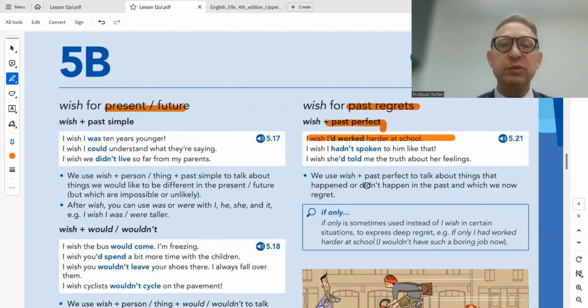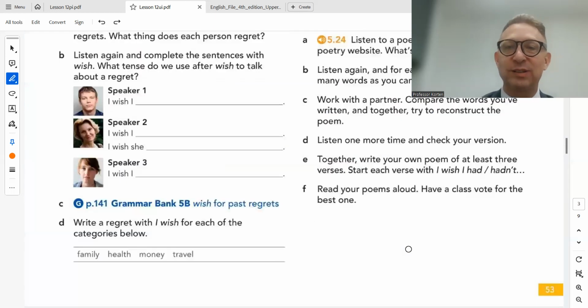Now, you can also use if only. Honestly, this is not very common. If only I had worked harder. Do you see how you can do it? It's very nice, actually. It's a very nice expression. If only I had worked harder at school. It's just not very commonly used, but you can use it. If only I had worked harder at school. I wish I had worked harder at school. Exactly the same. Just if only is much less common. And now you're going to have some homework to do.